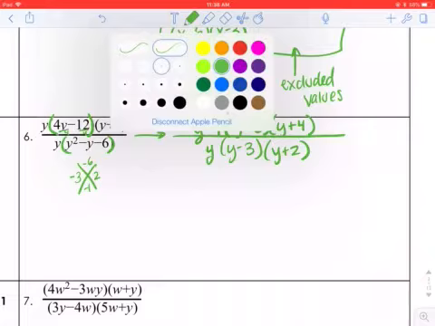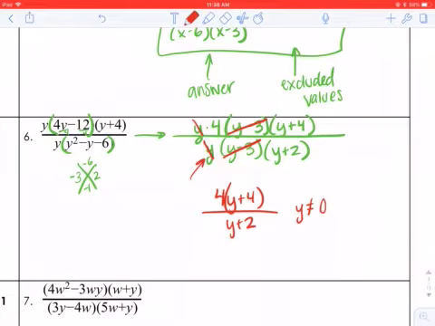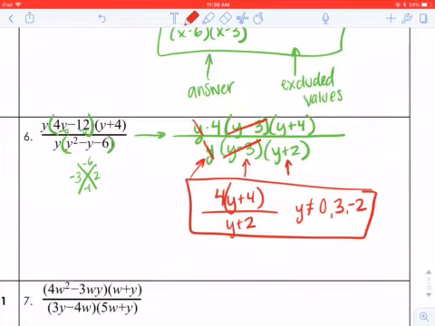I'm going to look for things that will cancel. I know that y cancels with y because they're being multiplied. Y minus 3 and y minus 3. And I'm left with 4 times y plus 4 over y plus 2. I have to write my excluded values. Y cannot equal, from here, 0, from here 3, from here negative 2. Those are my excluded values.